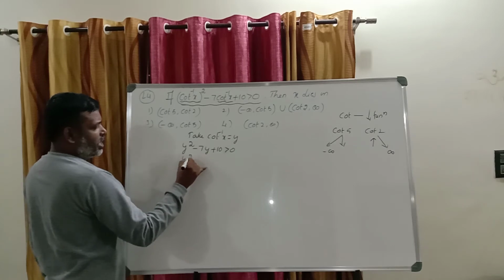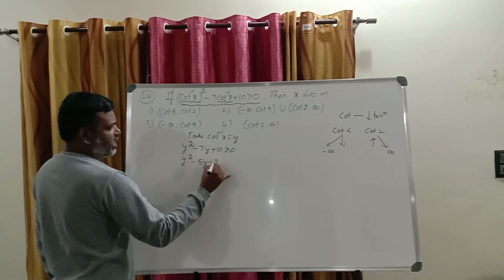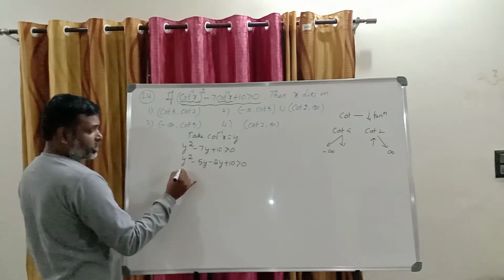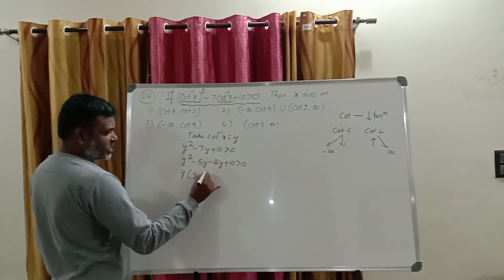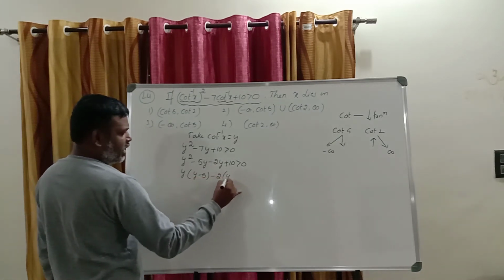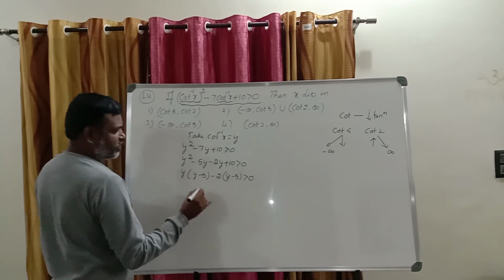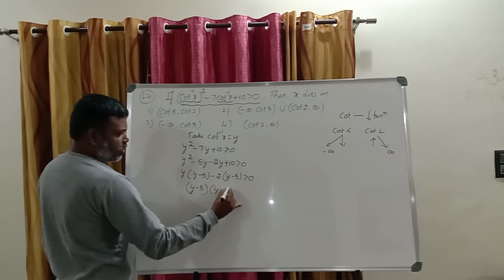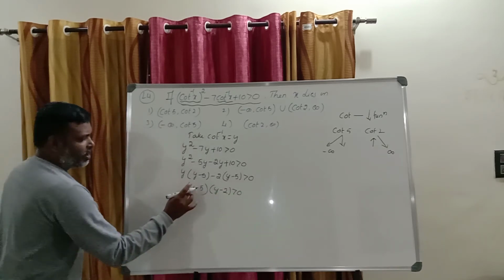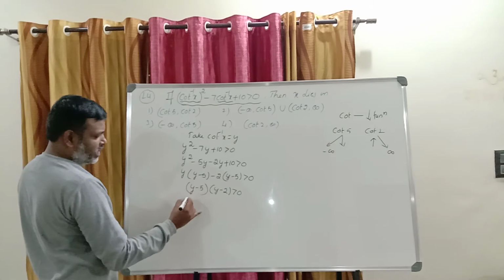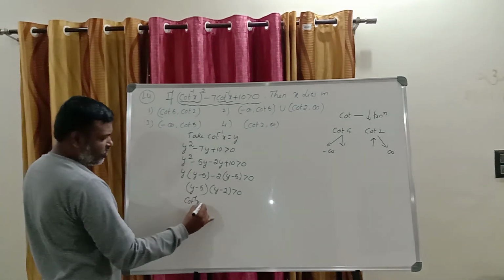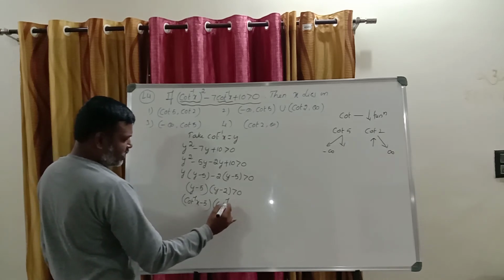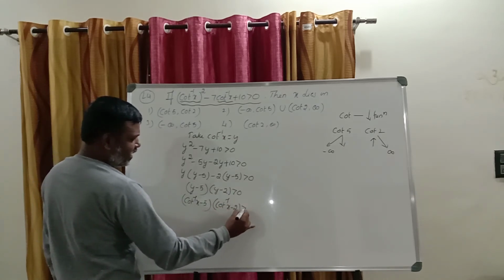Factorize it. Y square minus 5y minus 2y plus 10 should be greater than 0. Nothing but what? Y is common here, that becomes y minus 5, minus 2 common here, that becomes y minus 5, which is greater than 0. Nothing but y minus 5 into y minus 2 greater than 0, they have given. But here y is nothing but cot inverse of x. Let us substitute. Cot inverse of x minus 5 into cot inverse of x minus 2 greater than 0.